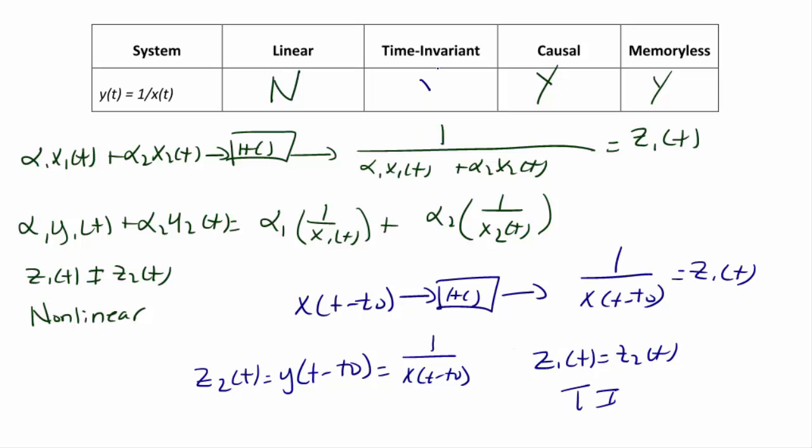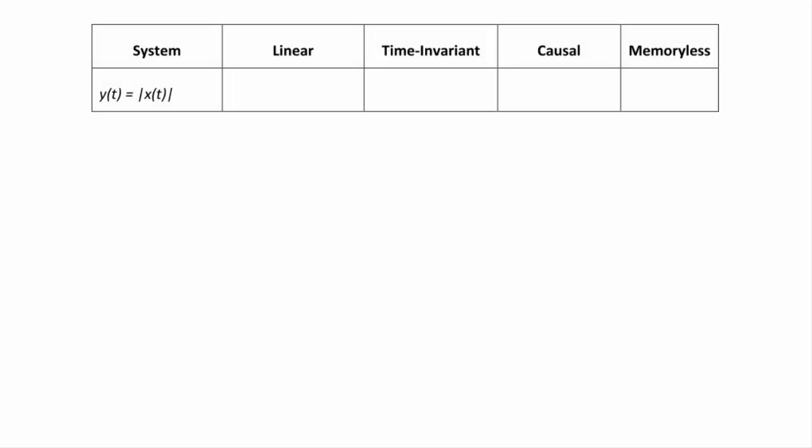So we put yes. So now let's try y of t equals the absolute value of x of t. Once again, the output at time t only depends upon the input at time t, so this is a causal and memoryless system.